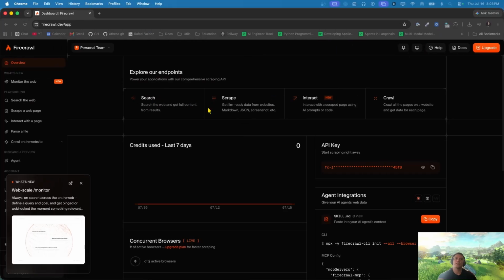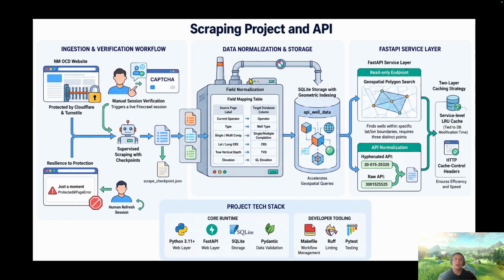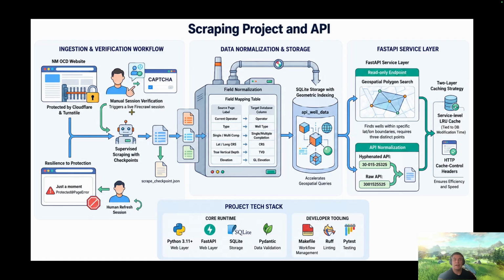And then we are using a tool called Firecrawl. What this tool allows us to do is to have a live session, and then we can reuse this session when we do a request. After this, we start a process that is a supervised scraping with checkpoints. This process will generate several documents. I will talk to you about this more in detail later.